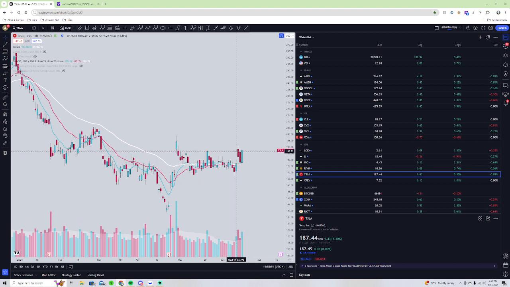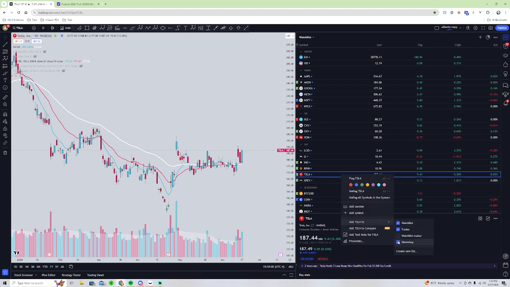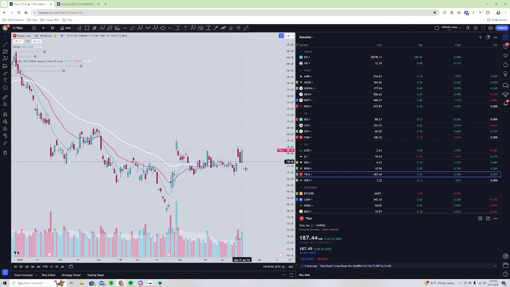So you can see here it popped back up above the moving average, and then today it held the moving average and put in a 5% day. So it did have a very strong day today when the market was strong. So this one I would add. I already have it on, but this is a stock that I would add.